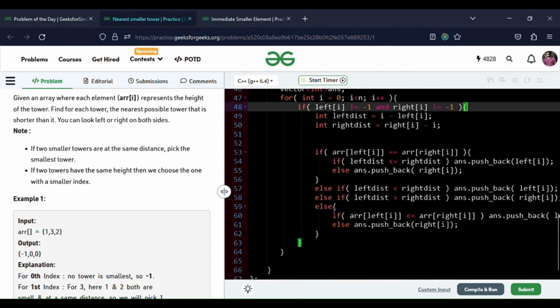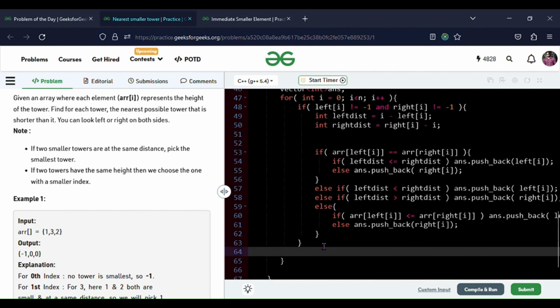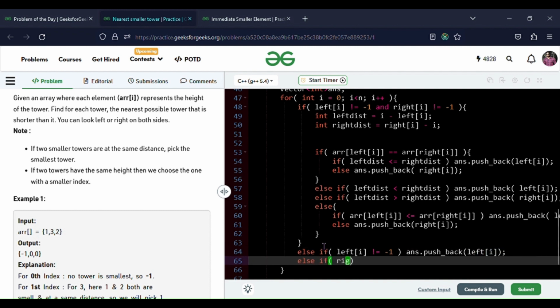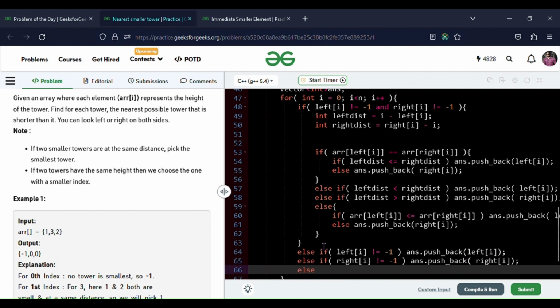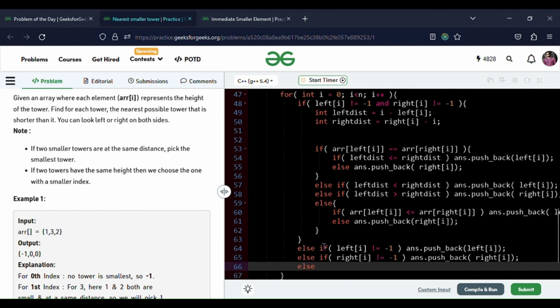Now if the left and the right one does not exist, if only left exists, then we will pick the left one, else if right one exists, then we will pick the right one, else neither left nor right exists, then we will put -1 in the answer.